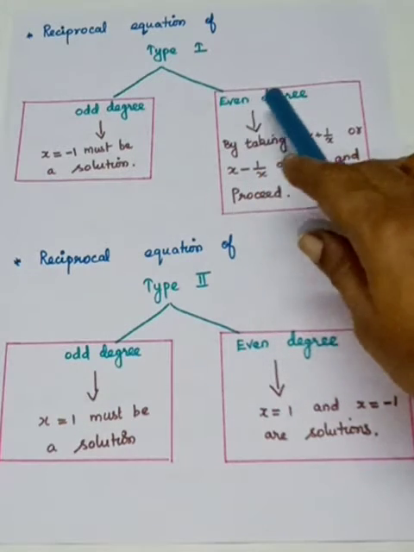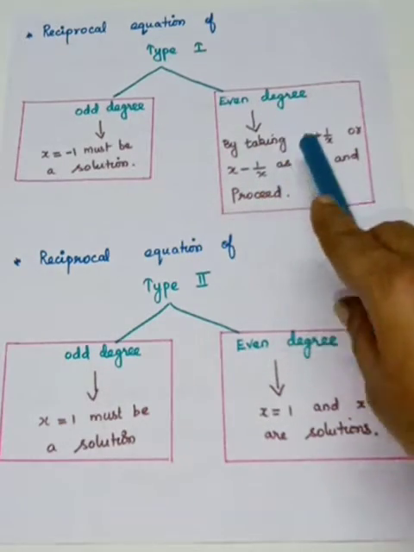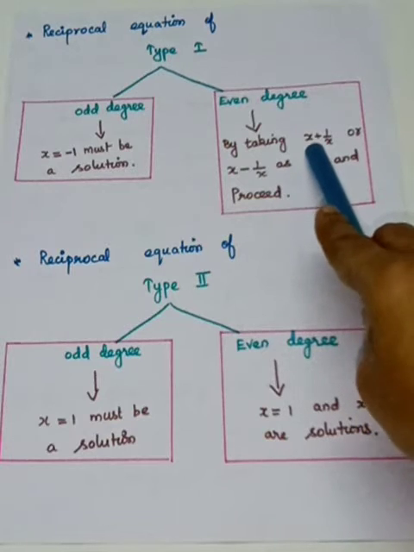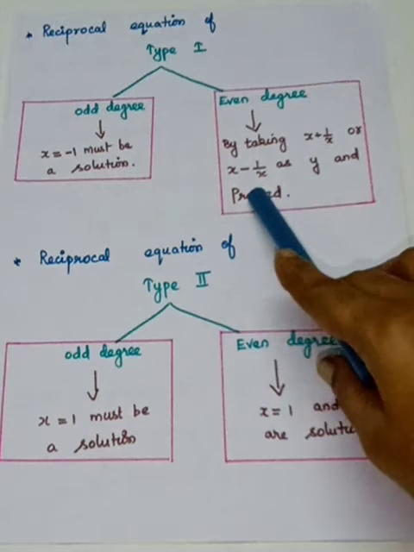If it is an even degree, what is it? For a type 1 even degree equation, we have to arrange the equation and bring it into the form of x plus 1/x or x minus 1/x.